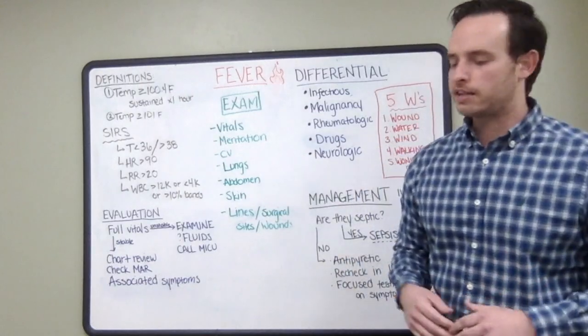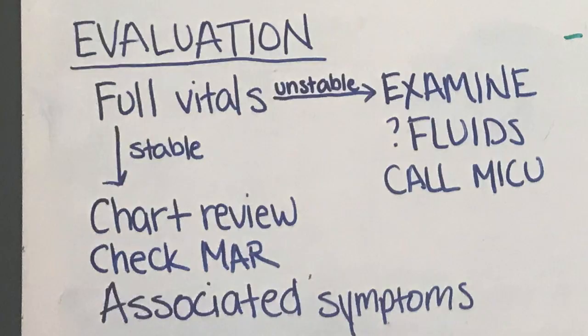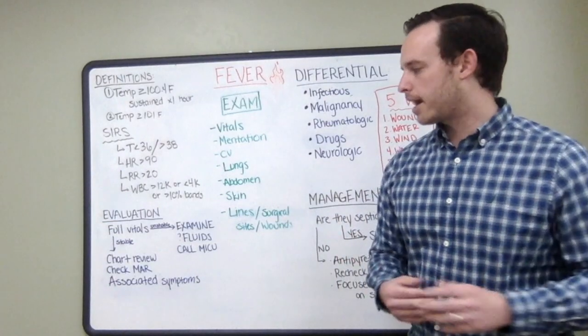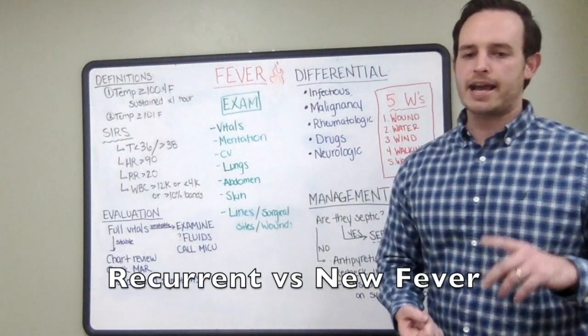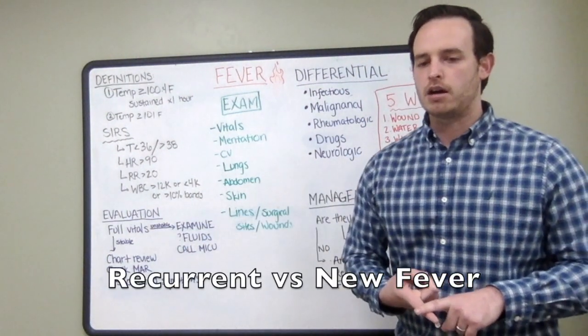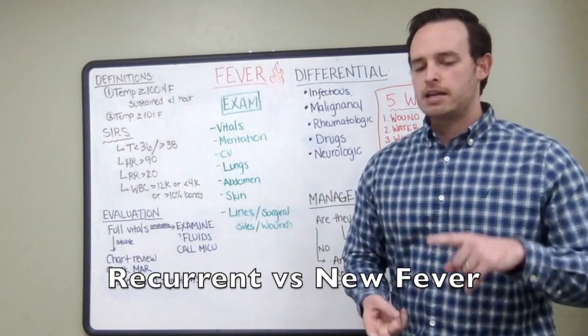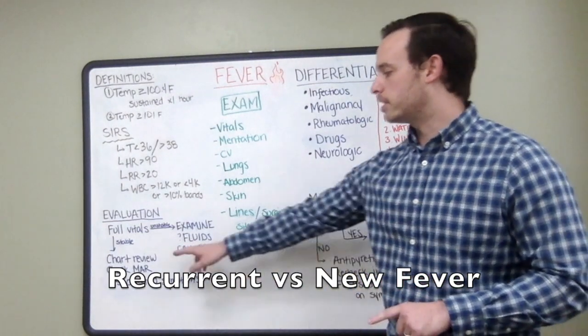So they call you, they say they're running a fever, they might be a little tachycardic, but their pressure's good, they look good, they're not in tons of pain or changes in mental status. Well, it's important to do a chart review. Is this a patient that has been repeatedly running fevers over the past few days? Is this a patient that's not had a fever since admitted?